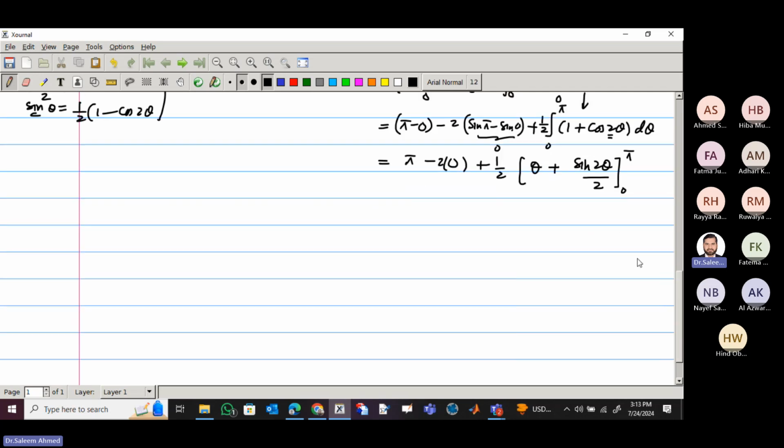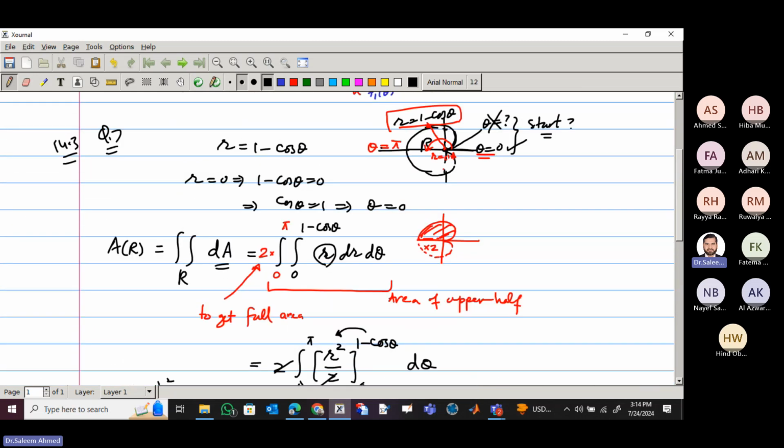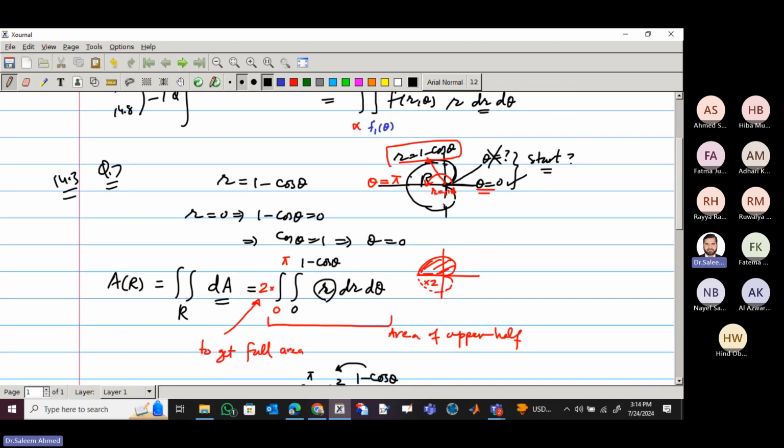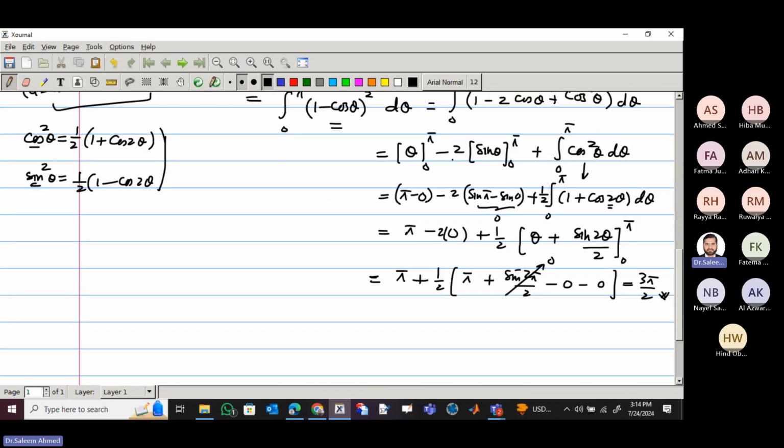Now I can get the answer. I got pi here plus 1 by 2. We replace theta with pi: pi plus sine 2 pi by 2. If you put 0, it gives 0 because sine 0 is 0. Sine 2 pi is also 0. So you get just pi by 2. So pi plus pi by 2 becomes 3 pi by 2. That's your answer. This is the area of the cardioid given here. So the area of the full cardioid is 3 pi by 2.